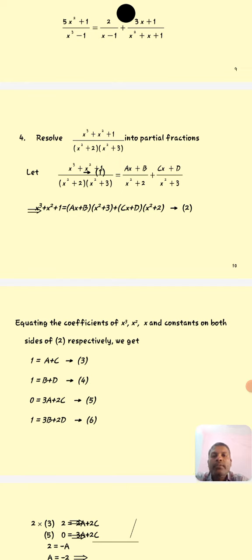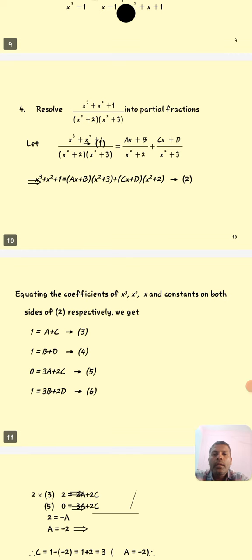So the next step, we complete the LCM procedure, and after simplification we get x cube plus x square plus 1 is equal to (ax plus b) into (x square plus 3) plus (cx plus d) into (x square plus 2). This is equation number 2. Here we have to find the values a, b, c, d by comparing the coefficients. Equating the coefficients of x cube, x square, x and constant on both sides of equation 2 respectively, we get.